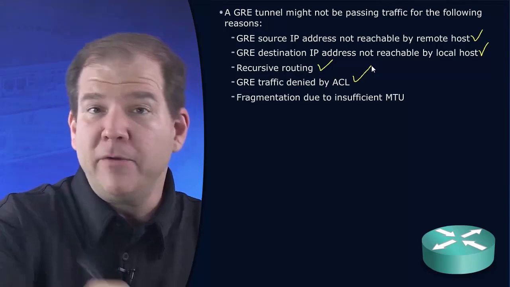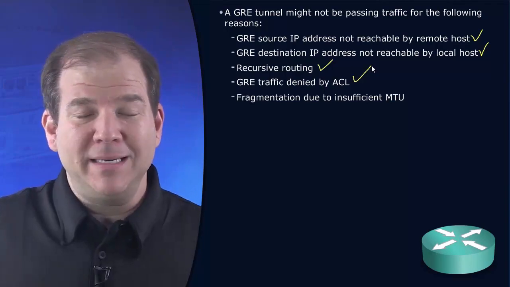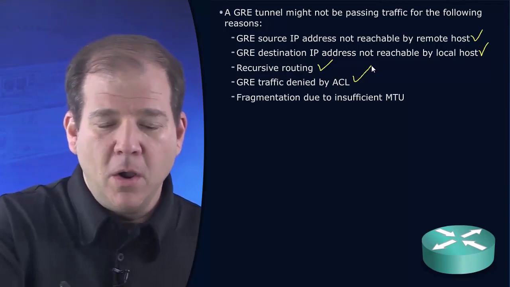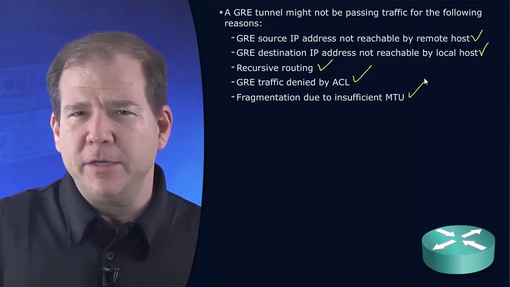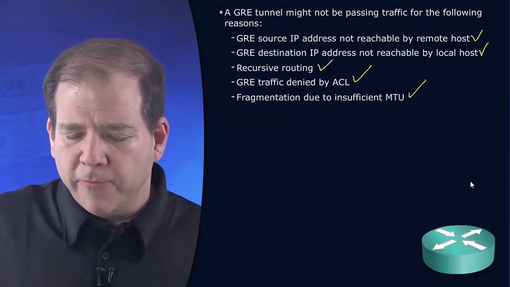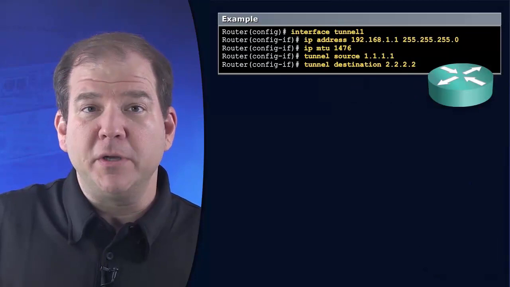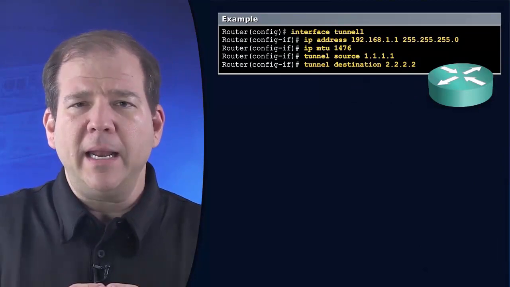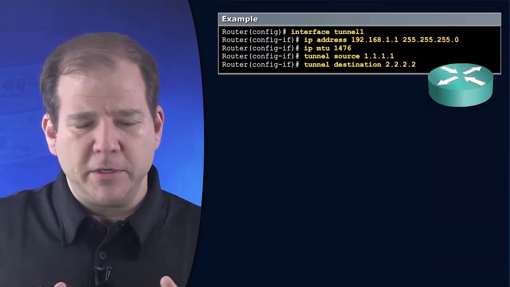We might have the GRE traffic simply being denied by an access control list, or maybe we're not doing fragmentation correctly. We'll talk about those issues. Before we get into the specific troubleshooting aspects, though, let's take a look at a configuration of a GRE tunnel.